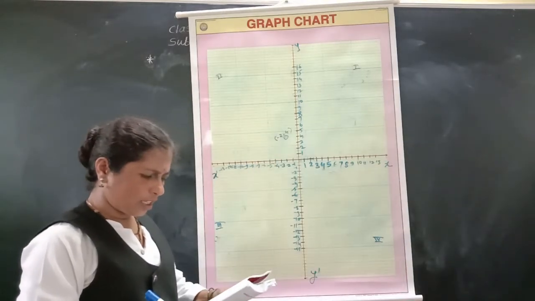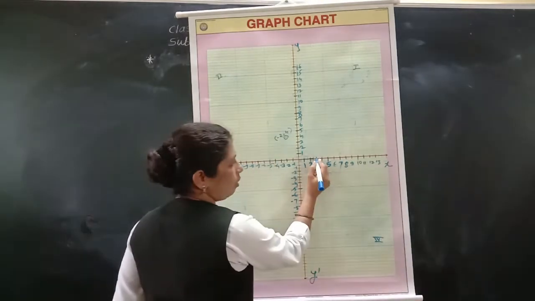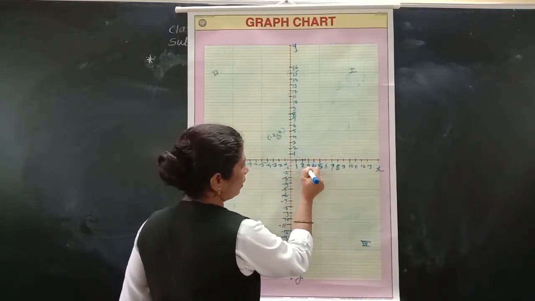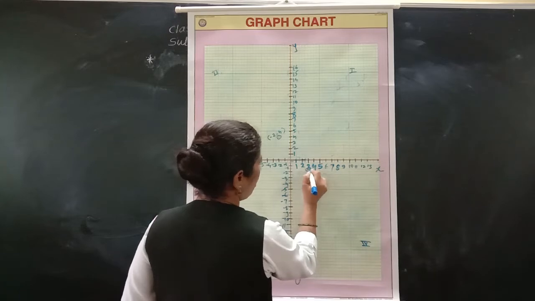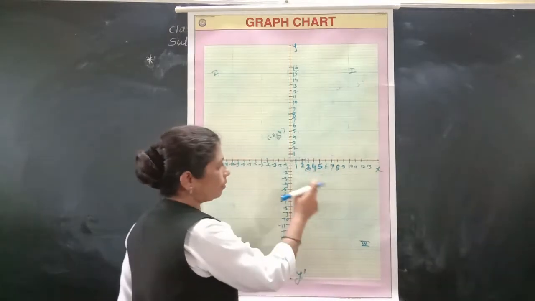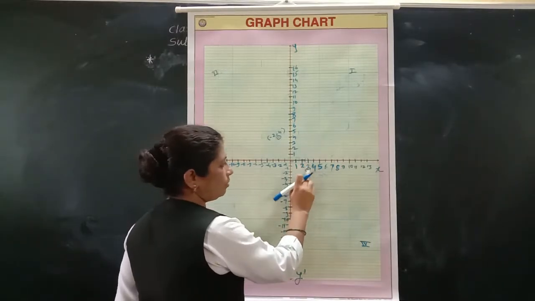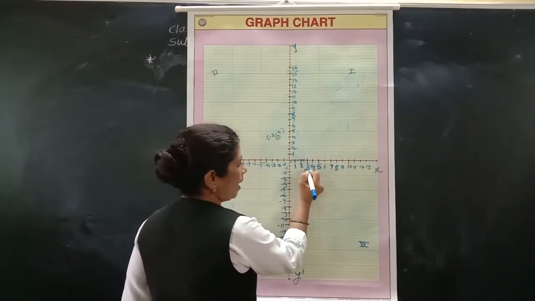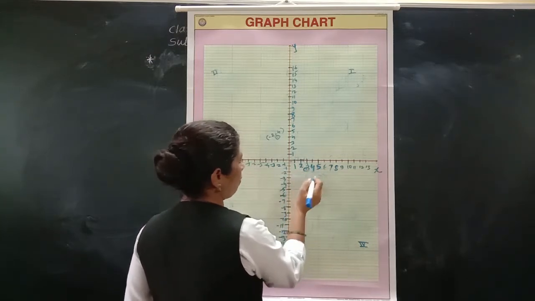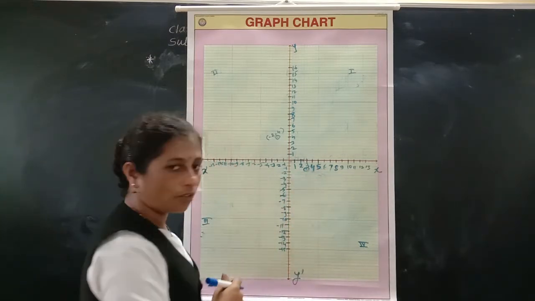Next question is 3, minus 1. 3 of x-axis and minus 1 of y-axis. So your point will come here, right? So 3, minus 1. In which quadrant will it lie? Fourth quadrant, okay? Because 3 is positive here and minus 1 is negative, right? So 3, minus 1 will lie here, okay?